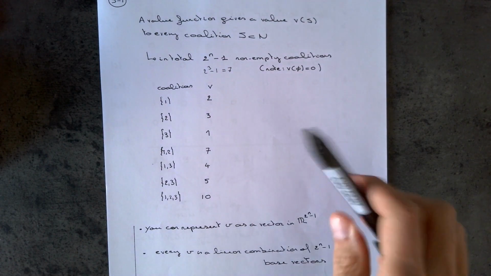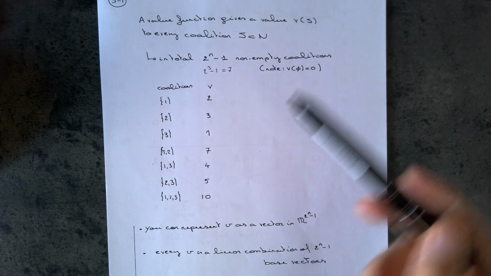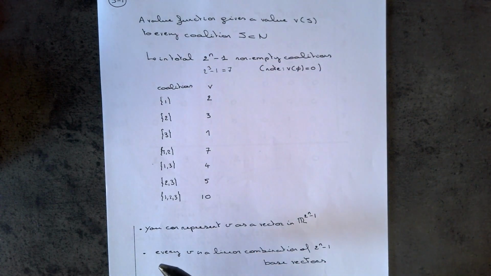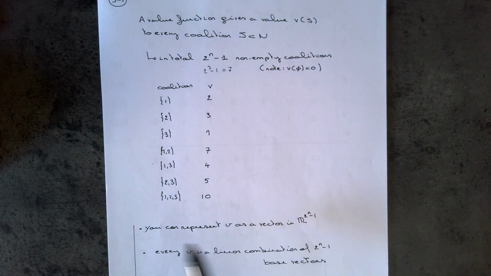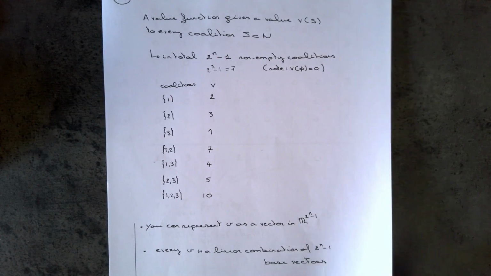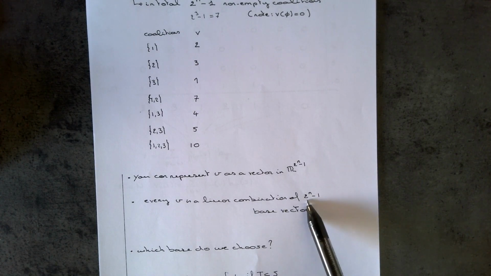So in other words, you can not only see v as a function from coalitions to numbers, but you can also specify v as just a list of 2 to the power n minus 1 numbers. If you agree on a ranking of the coalitions, then you can present v as a vector in R to the 2 to the power n minus 1. And then any vector in the space can of course be expressed as a linear combination of 2 to the power n minus 1 basis vectors. Once you determine a set of basis vectors, every vector is a linear combination of these basis vectors.